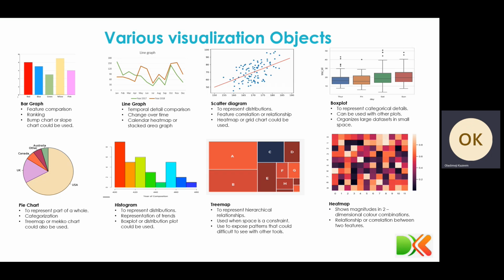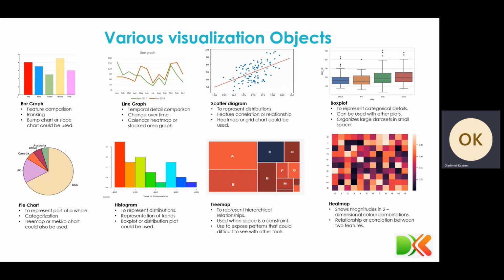Instead of using a histogram, sometimes we make use of box plots. Box plot, we are going to look at it extensively at some point. It's good. It works the way a histogram does. The difference is just that it gives much more information than a histogram. Then the next one is the scatter diagram. We use the scatter diagram to represent distributions, feature correlation, or the relationship that exists between two variables.